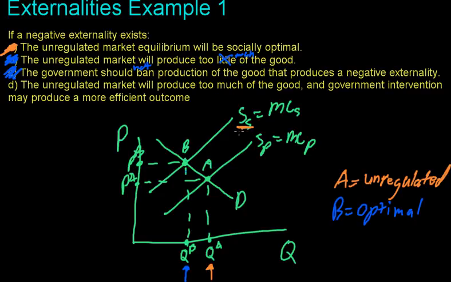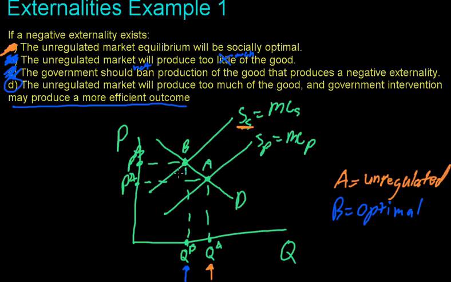So the unregulated market will produce too much of the good, which we saw already because quantity A is greater than quantity B, and government intervention may produce a more efficient outcome. And this is the key part. If the government intervenes correctly and either uses a Pigouvian tax or in some way creates a regulation to make it so that this externality is internalized, then it will be a more efficient outcome. But there are plenty of times that the government says, oh, there's an externality and we're going to intervene, and it seems at least that they're just going to do exactly what they want.